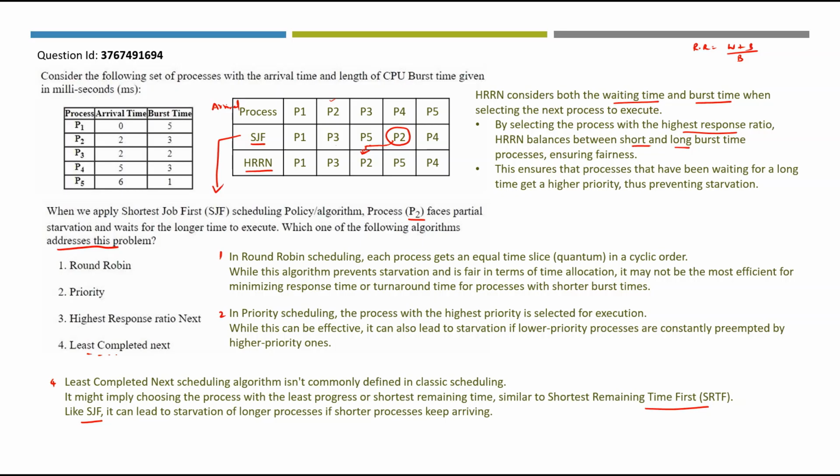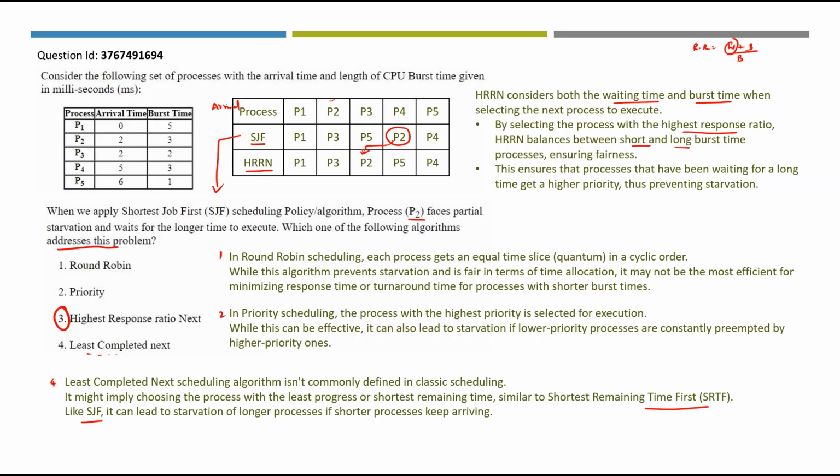At one point of time, this particular ratio value will be higher due to higher waiting time. At that time, it will get some kind of higher priority in response ratio calculation, and thereby it will be given the CPU. So which algorithm actually addresses this problem is highest response ratio next algorithm, which is available in option 3. Option 3 will be the right answer.